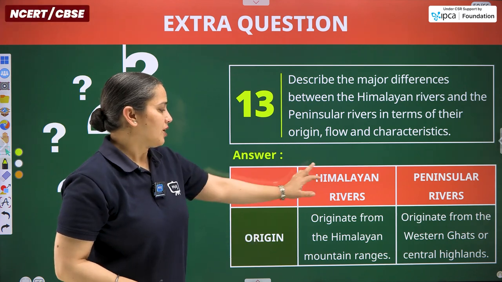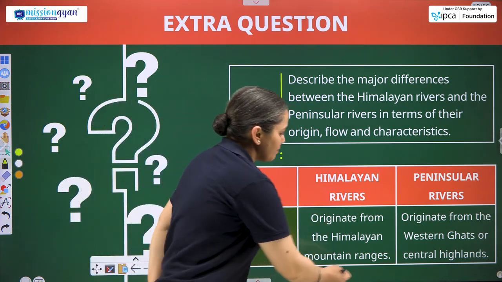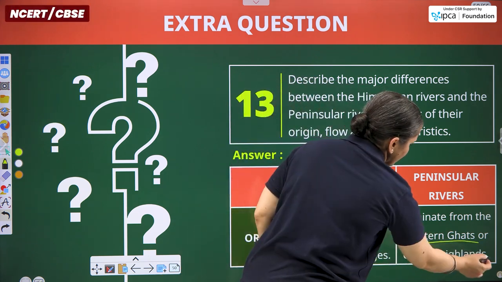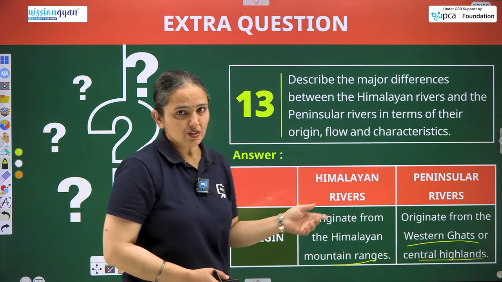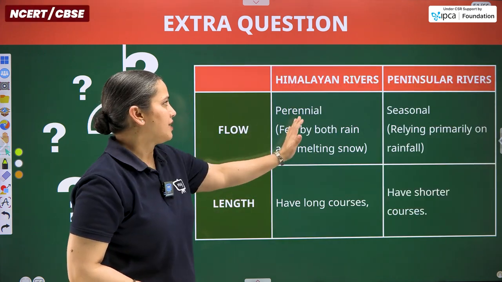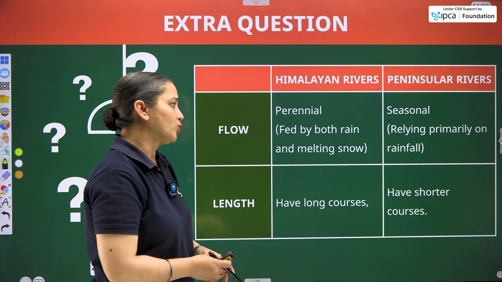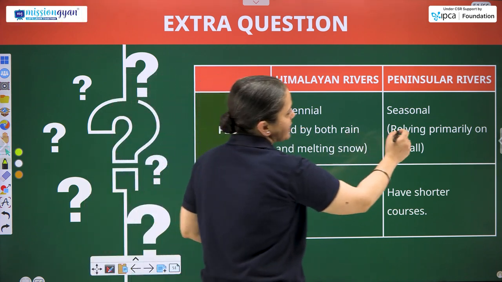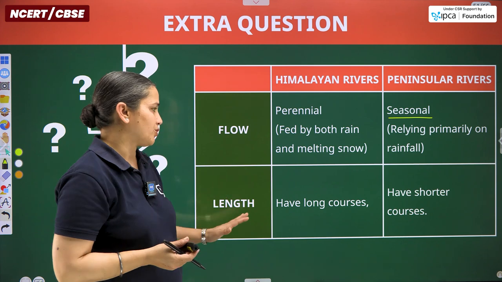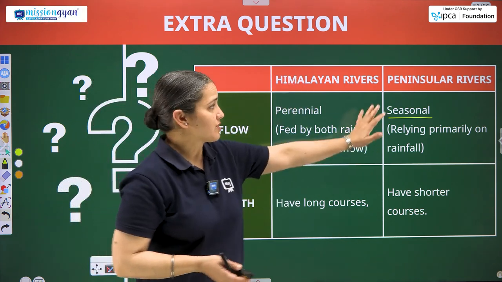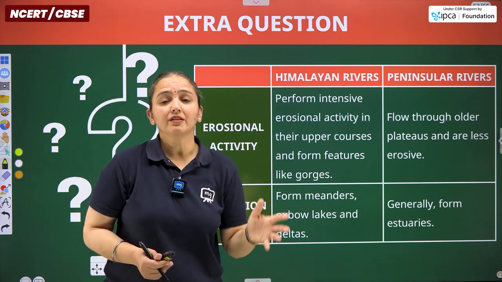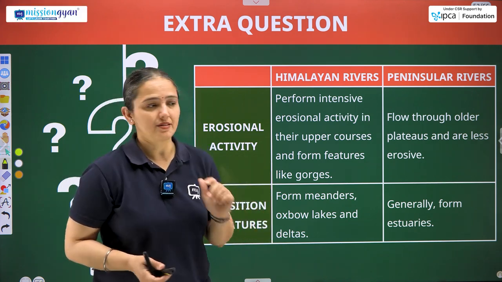Talking about their origin, Himalayan rivers originate from the Himalayan mountain ranges. Peninsular rivers originate from the Western Ghats or Central Highlands itself. So there is a difference of origin. Then going with the flow and length, Himalayan rivers are perennial, fed by both rain and melting snow, and peninsular rivers are seasonal, receiving water during rainfall. Particularly talking about the length, they have long courses, they have short courses. And of course, on the basis of their length, they do have short and long basins as well.